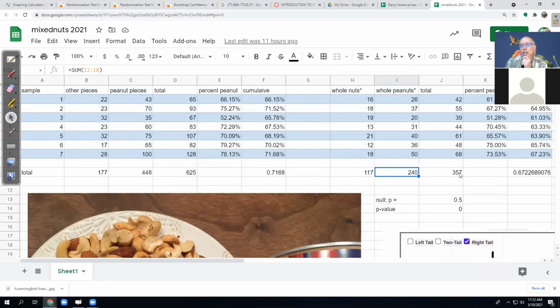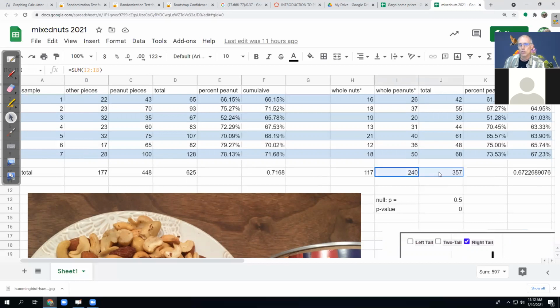117, oh, no, sorry, here's the total. 357 whole nuts was my estimate for this can right here. 240 of them were peanuts, which gives me a proportion of 0.672. So I'm using my can as a sample of the population of nuts from this company, where they claim less than 50% peanuts. And so what I'm going to do in a moment is make a confidence interval with that. And actually, let's just do it right now.